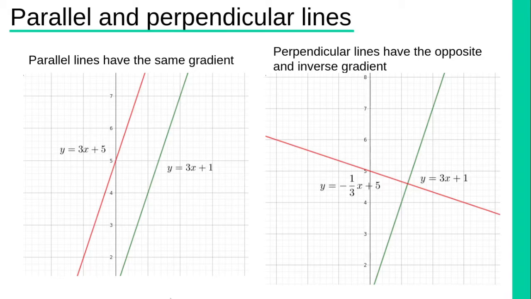So it's the opposite with the minus sign, and the inverse with 1 over the gradient of the first one. So it's minus 1/3, while the gradient of the first one was 3.